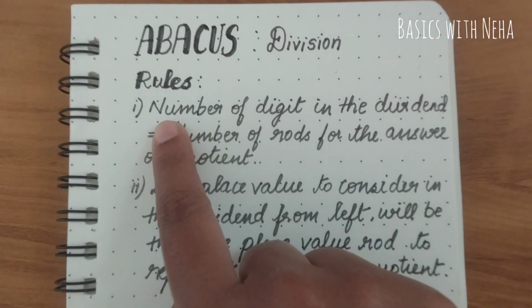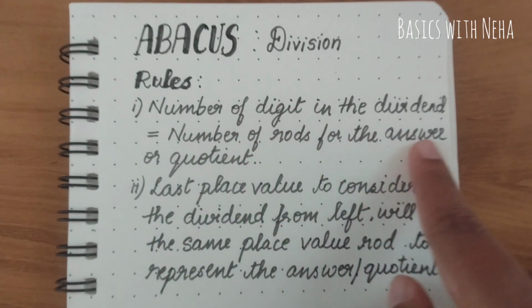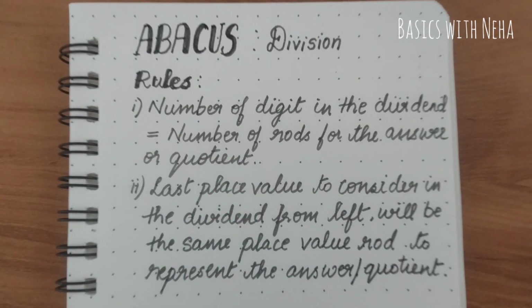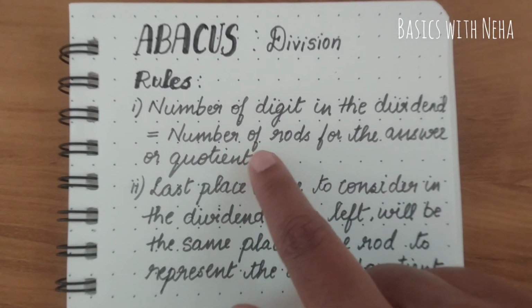So rule 1 says the number of digits in the dividend is equal to the number of rods for the answer or the quotient. It is very important that we represent the dividend on the tool so that we get the answer accordingly. So while I solve, you'll get to understand what exactly this rule means.